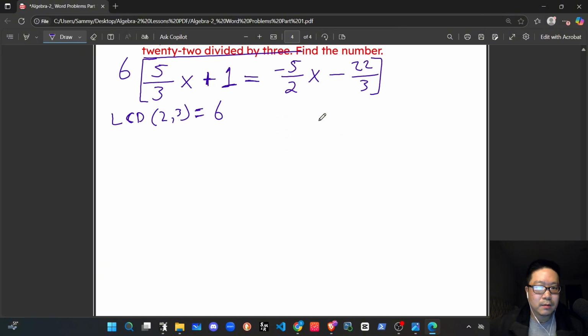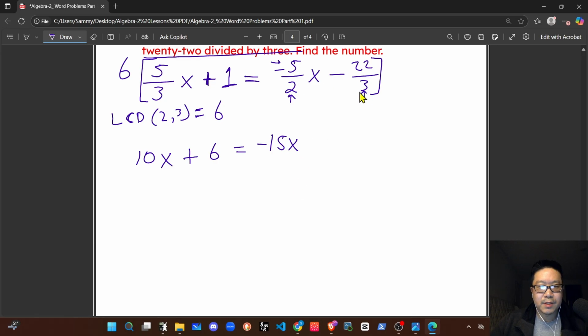So when we do that, what's going to happen is the 3 goes into 6 twice. So 2 times 5 is 10. That's going to give us 10x plus 6 times 1 is 6 equals, this 2 goes into 6 3 times. 3 times this negative 5 is going to be negative 15x. And then this 3 right here goes into 6 twice. And 2 times this negative 22 is going to be negative 44.